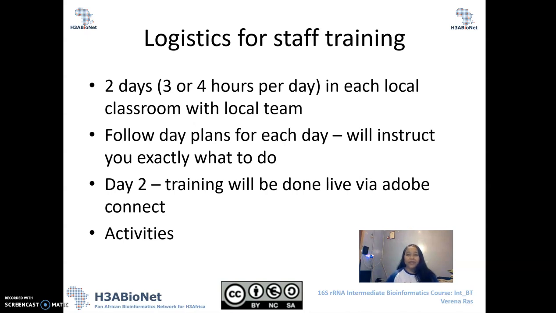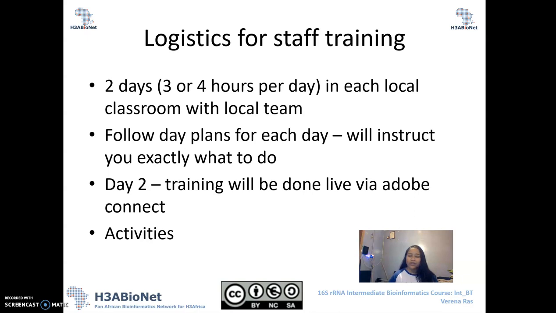So just to run you through a couple of logistics for the staff training so that you are aware of what you'll be getting yourselves into for the next couple of days. The staff training will span 2 days, both today and Wednesday. Each staff training will happen for about 3 to 4 hours. Yes, I know that seems very long, but this is a very vital component to the success of the course, so please bear with us. The staff training will predominantly take place in each local classroom with the local team, and we will be here remotely to assist you if you should have any issues.